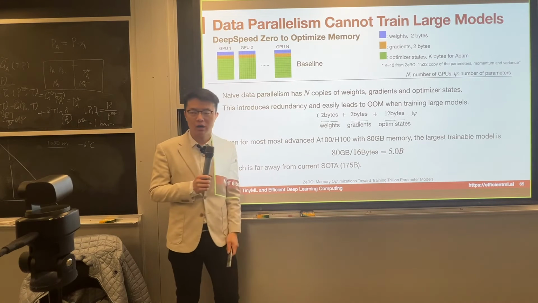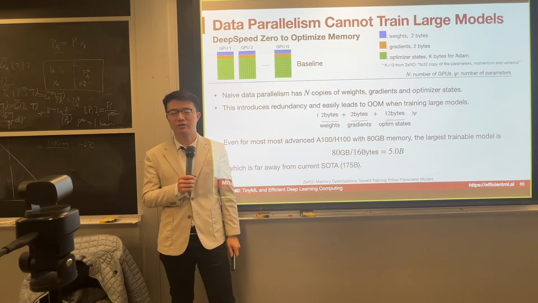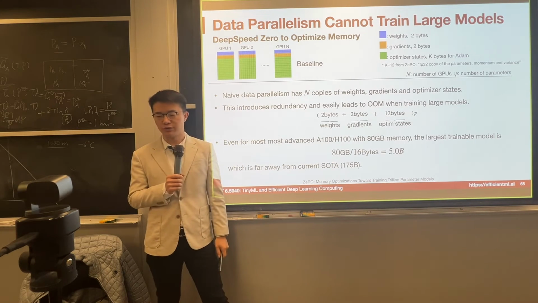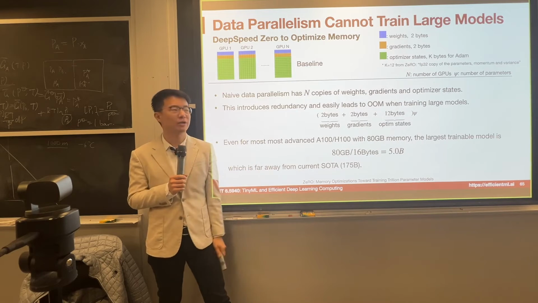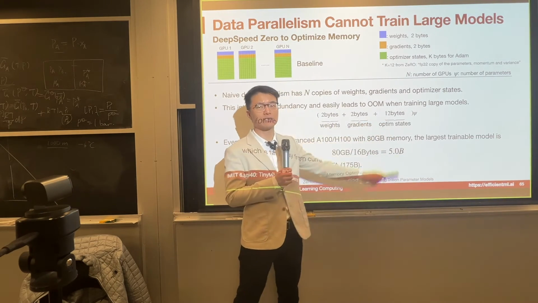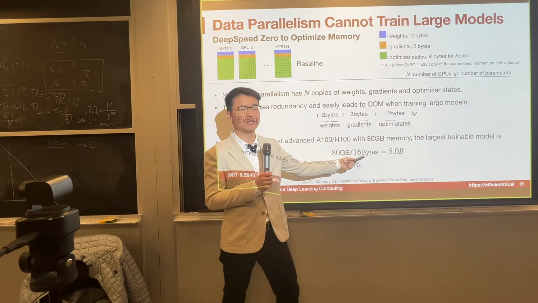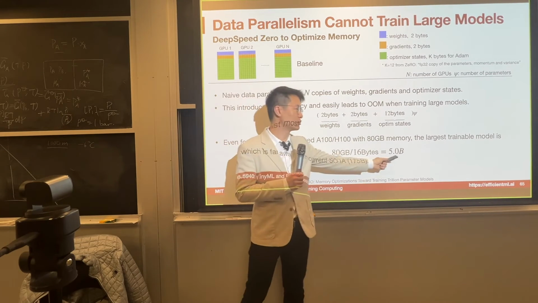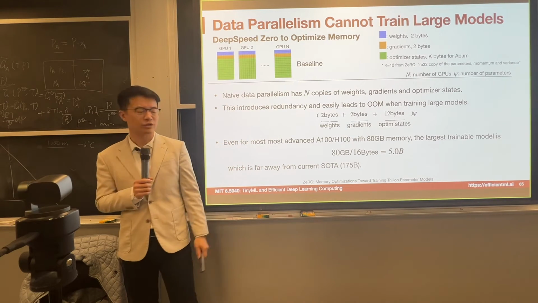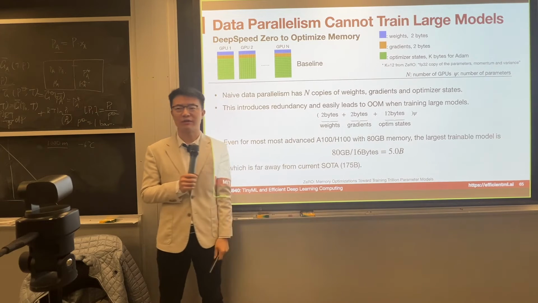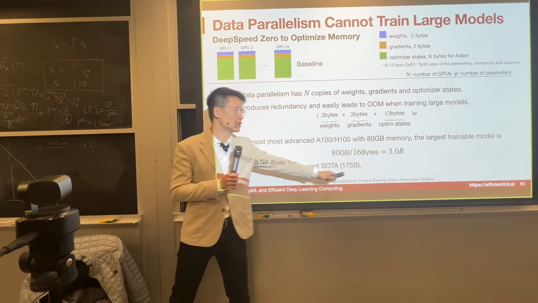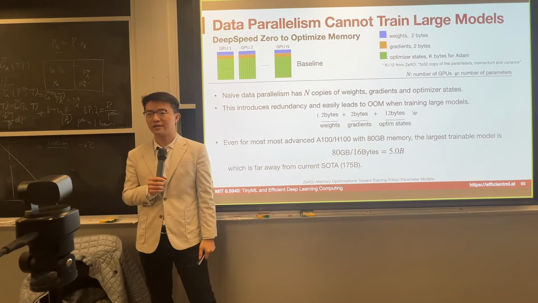So let's see how many parameters can we fit to train on an 80 gigabyte A100 GPU. Since training each parameter requires this amount of bytes, that's 16 bytes. If we have 80 gigabytes divided by 16, actually we can only train a 5 billion parameter model in this way, which is far less than the state of the art, which is 175 billion parameter model. Maybe this has already been exceeded, surpassed.